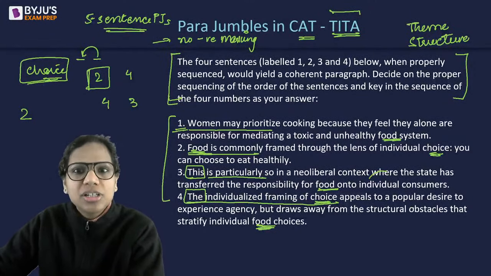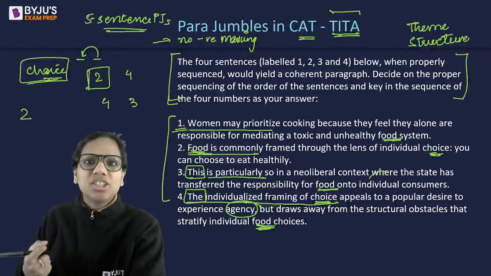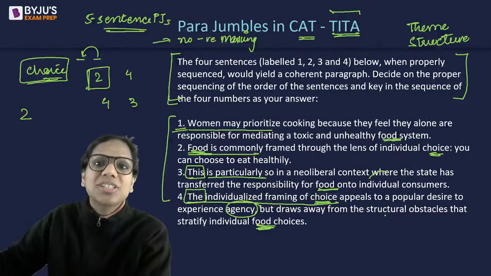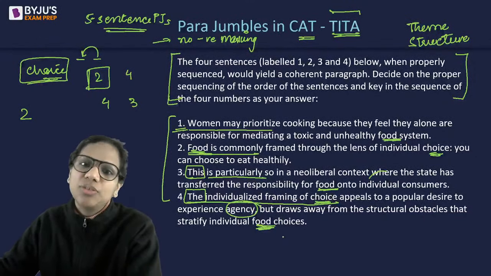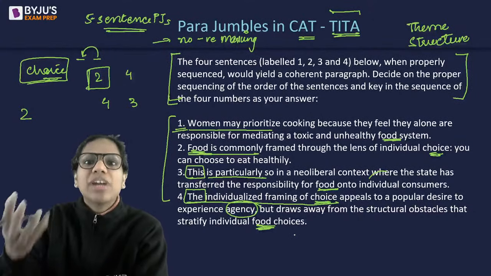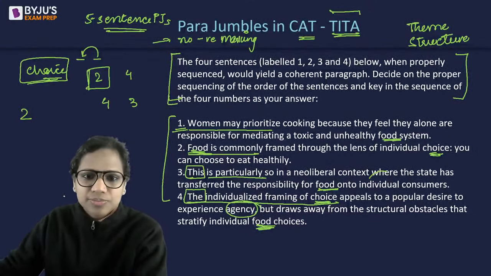appeals to a popular desire to experience agency. It makes one feel that, okay, they are in charge, they are in command, but it draws away from the structural obstacles that stratify individual food choices. But then there are structural obstacles also that prevent you from choosing the food that you want to eat. It takes away from that.